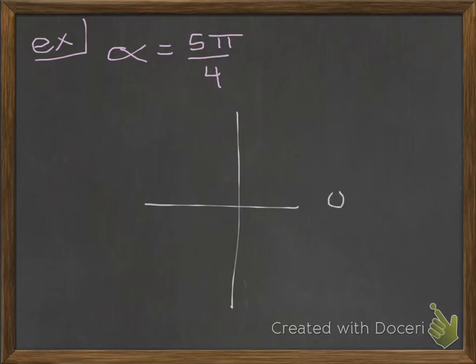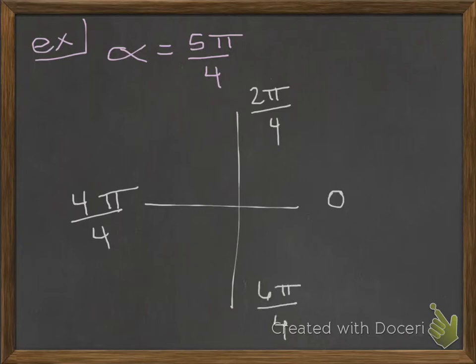So this is 0 over here, and this is pi. So my denominator is still 4. So again, I'm going to make this be 4 pi over 4. And I know halfway between 0 and 4 pi over 4 is a 2 pi over 4. So this means I'm going by 2 pi's over 4s. So 2 pi over 4, 4 pi over 4. Down here is 6 pi over 4. So as soon as I can figure out where 5 would fall, I can stop.